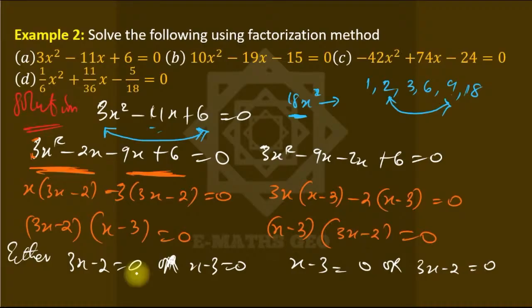So now, remember, our main aim of solving is to get the unknown, which is x. So now solving for x, it's 2 over 3, or x is 3. So these are the two answers that if you substitute here, the answer will be 0. It's only these two answers that will give this quadratic equation equal to 0.